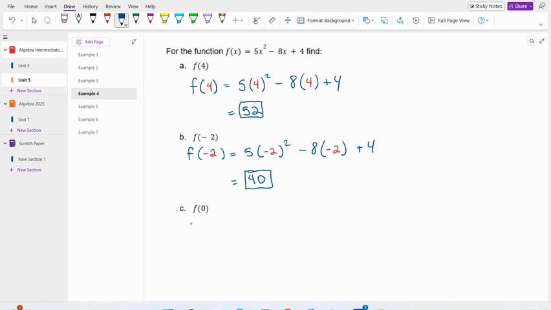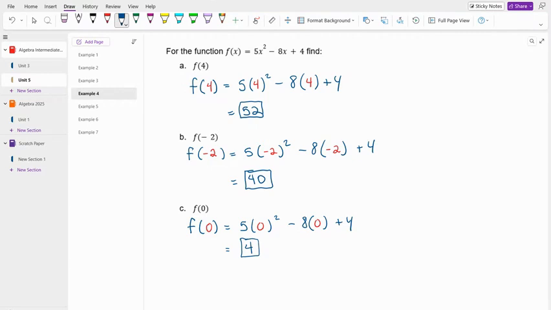And then we'll do one more, f of 0. And again, we're going to use those parentheses. And what we're substituting in this time is 0. Now, I don't need to use Desmos for this one. I know that 5 times 0 squared is 0, minus 8 times 0 is 0, plus 4. This gives us a solution of 4.